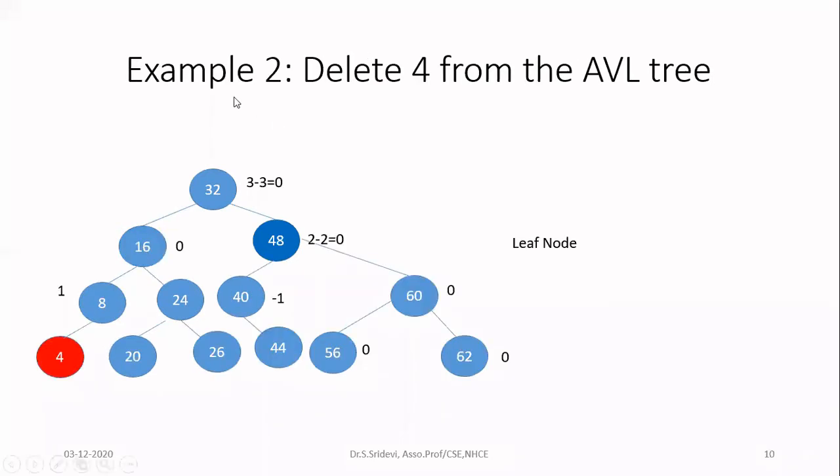Now we are going to see the second example. Here I am going to perform a sequence of deletion operations. In the previous example, we have seen deletion of one node only. Now I am going to apply deletion in sequence. So this is a tree I am going to consider for this example. First, I am going to delete node 4 from this tree. So look at the node 4. It is available as a leaf node. So when you delete the leaf node, first apply the property of the binary search tree.